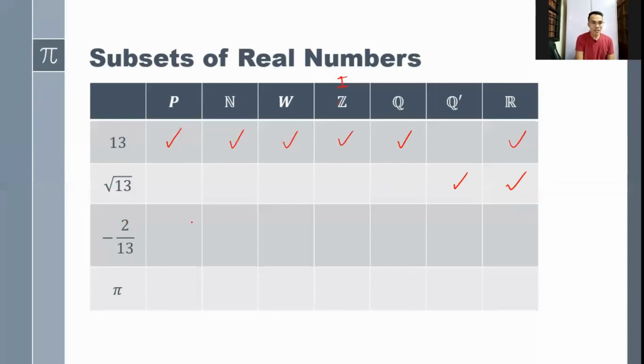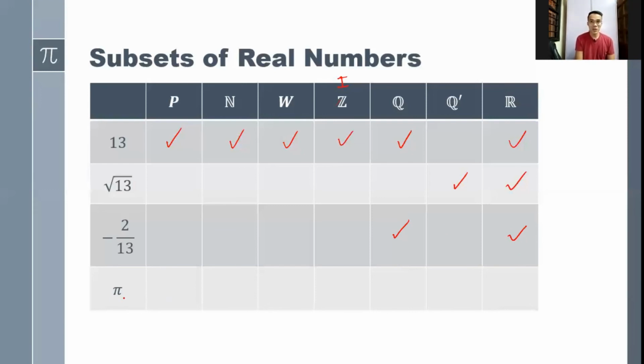Next, let's have negative 2 over 13. Negative 2 over 13 is not a prime number because, number one reason, this is not a natural number. This is not a counting number. It's also not a whole number because this is a fraction. It's also not an integer because integers contain the set of whole numbers plus the negative of the counting numbers. What about rational? Is this a ratio of two integers? Yes, negative 2 and 13 are integers. Therefore, this is check, and this is check. Negative 2 over 13 is a rational number. It's also a real number.